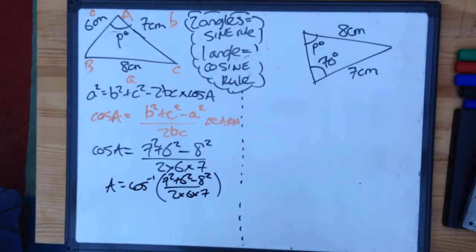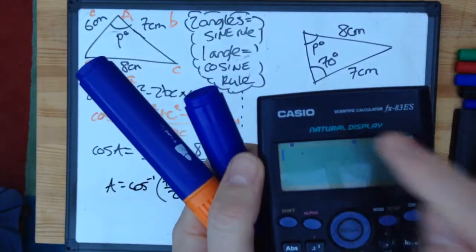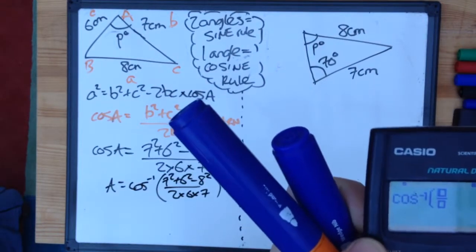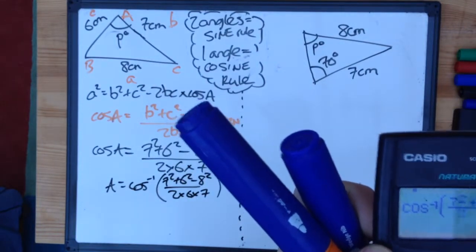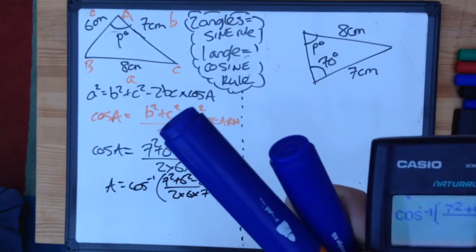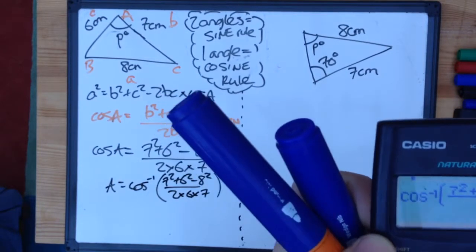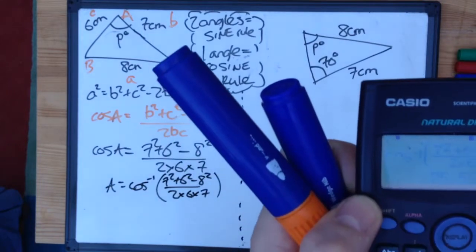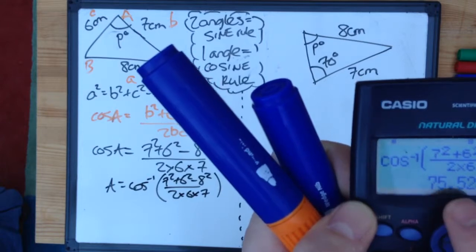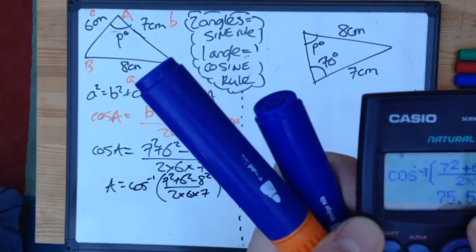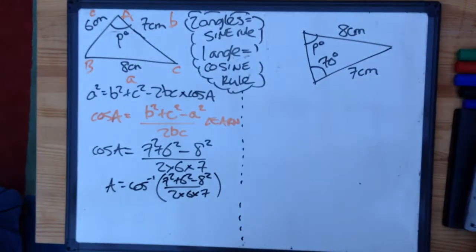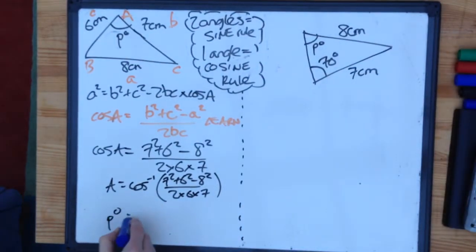So turn the calculator on. Look in the top just to make sure again I've got the little d, which I have. So shift cos, and then we need the little fraction-y thing. 7 squared plus 6 squared minus 8 squared over 2 times 6 times 7. Go all the way to the end there, close the bracket, press equals. And there is our angle again to 3 sig fig. That second 5 is the third sig fig. The 2 after it leaves it alone. So our answer is 75.5 degrees. So P is equal to 75.5 degrees.